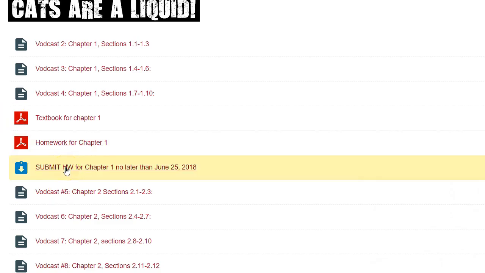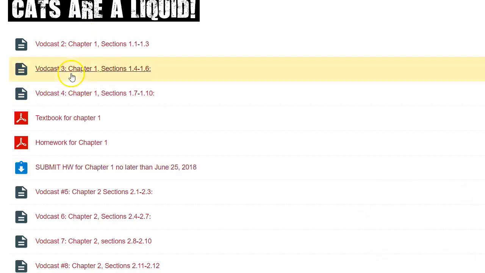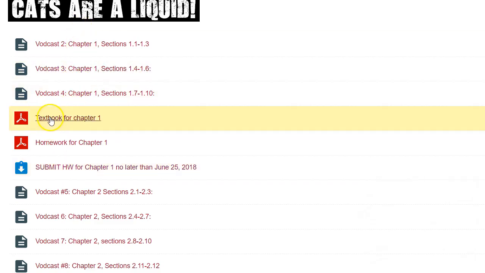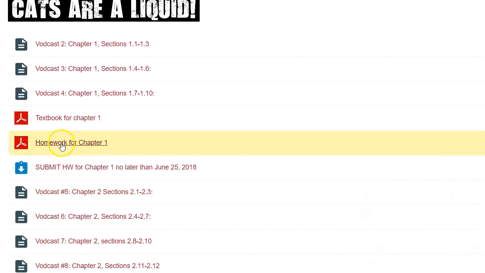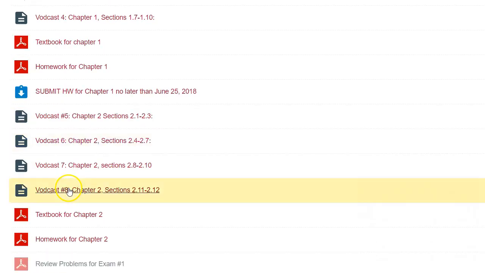Now you have to scan. I don't think I've restricted it, but PDF is the best file format to submit. If you try to do a zip file, a lot of times my server won't allow me to take them. So I would suggest PDF files. So anyway, you'll watch 3 vodcasts, using the textbook, do the homework, submit the homework, and then you'll move on to Chapter 2.